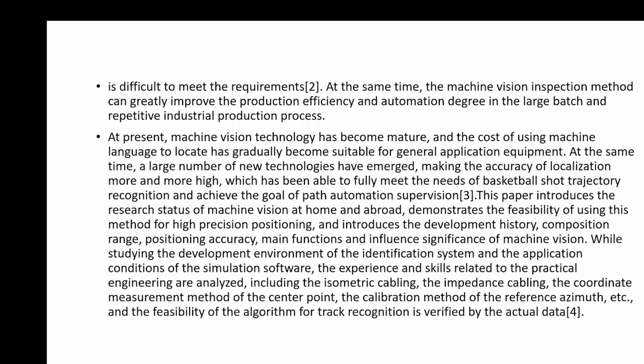At present, machine vision technology has become mature, and the cost of using machine vision to locate has gradually become suitable for general application. At the same time, a large number of new technologies have emerged, making the accuracy of localization higher and higher, which has been able to meet the needs of basketball shot trajectory recognition, and achieve the goal of automation supervision.